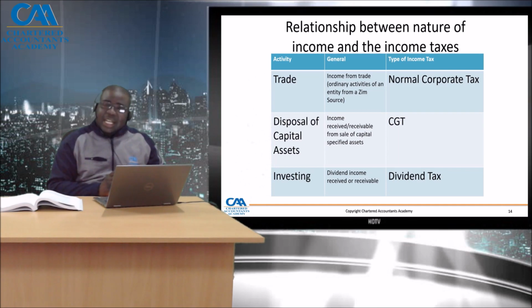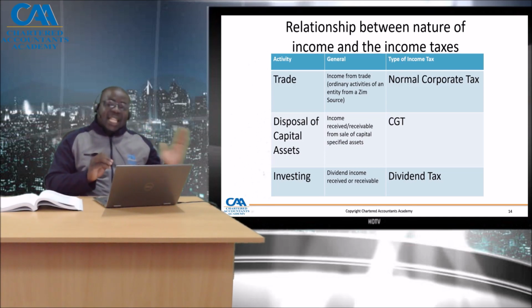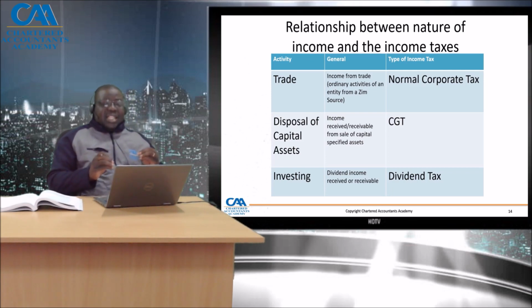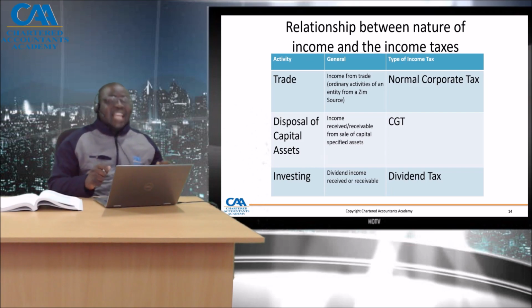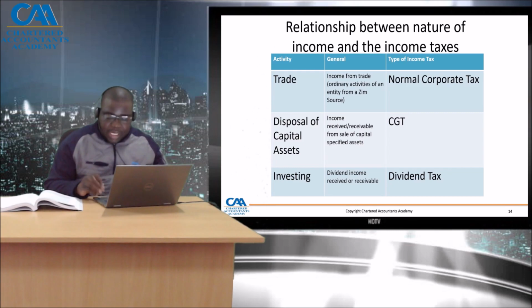Investing income, which is dividend, will be taxed under dividend withholding taxes. So that is the link, and it's very important to understand that flow and that connection. And I think it's also very important even for understanding of the ZIM tax as far as corporate tax is concerned. Let's now bring the concept of current and the so-called deferred tax on income.